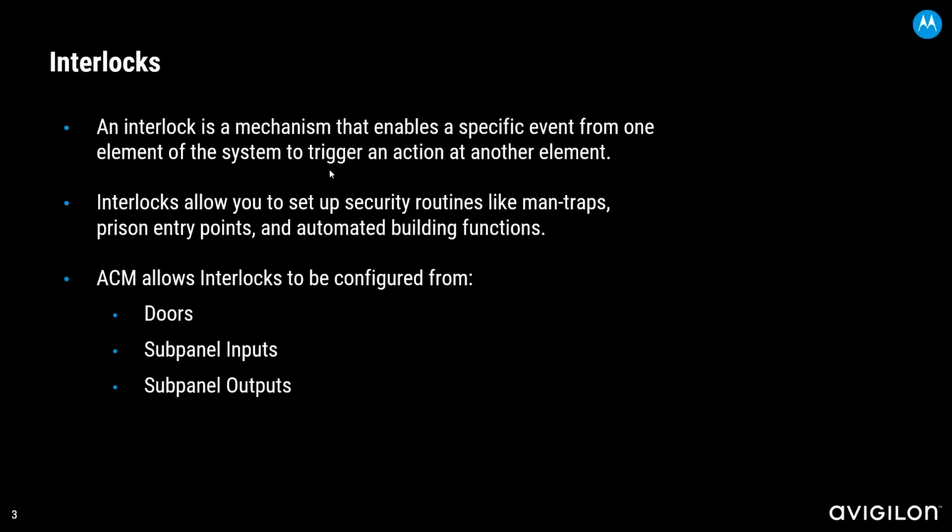With interlocks, you are limited to the devices that are connected to that panel. So your trigger has to be on that panel or one of the sub panels below it, as well as the action that you want to take. So if you want to press an input button and you want that to activate an output, all that has to be under the same panel. Another part of the definition that you'll see in the help file is that interlocks allow you to set up security routines like man traps, prison entry points, and automated building functions. Sally ports would also be another example where you could use interlocks to do that.